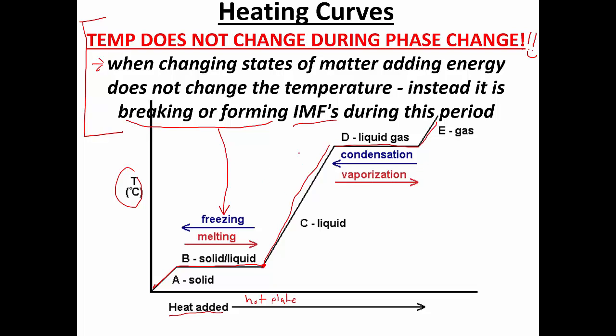So during our phase changes, forming or breaking those intermolecular forces, we don't have a temperature change occurring. All that energy is going to making and breaking those IMFs. So going from a liquid to a solid or solid to a liquid, freezing or melting, and then liquid to a gas, gas to a liquid, energy is going to that instead of changing temperature.